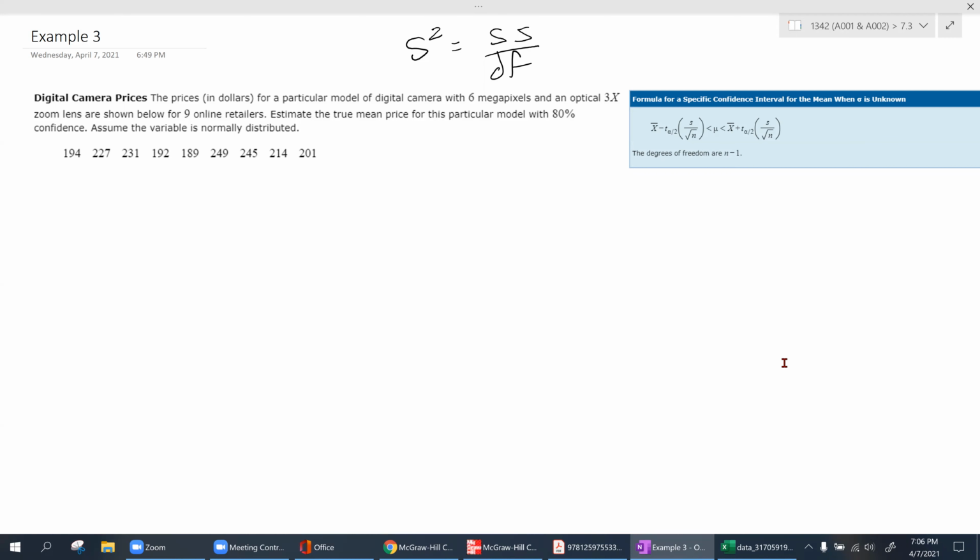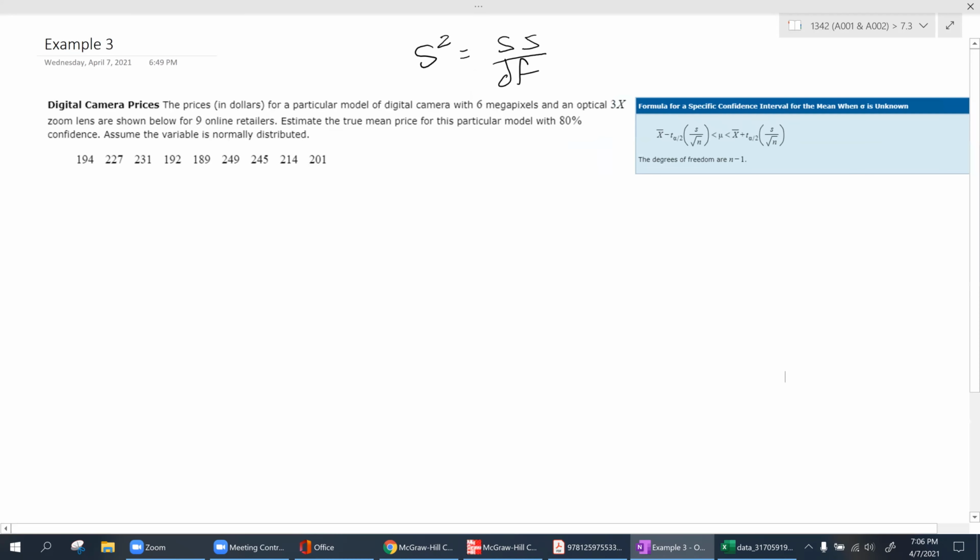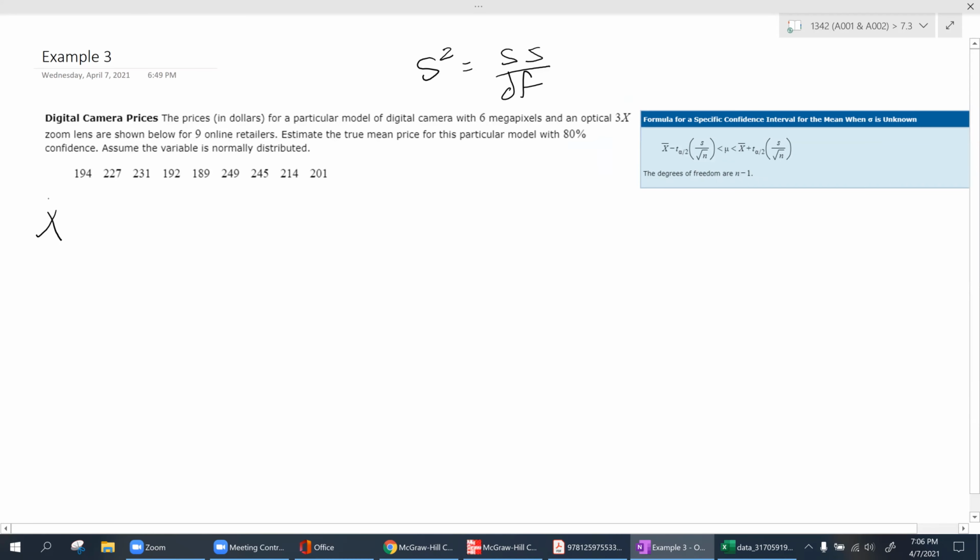So there are a few values I need to find, and to find n, let's write out what's given. Let's write out what we know. I don't know my average yet. My t alpha over 2, I'll eventually find. My n value is just how many samples I have.